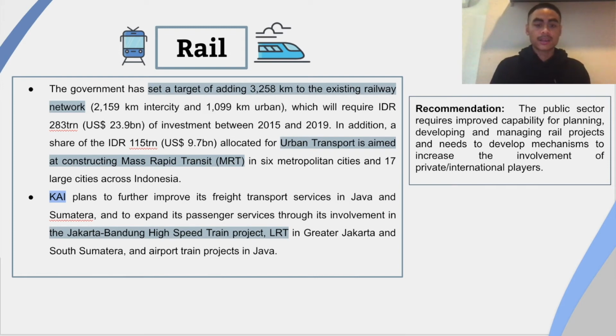Second, Kereta Api plans to further improve its freight transportation services in Java and Sumatra and expand its passenger services through its involvement in the Jakarta-Bandung High-Speed Train Project, the LRT in Greater Jakarta and South Sumatra, and airport train projects in Java. The recommendation for them is that the public sector requires improved capability for planning, developing, and managing rail projects, and needs to develop mechanisms to increase the involvement of private or international players.